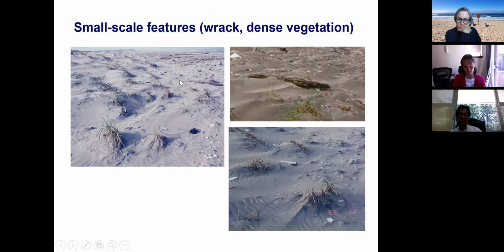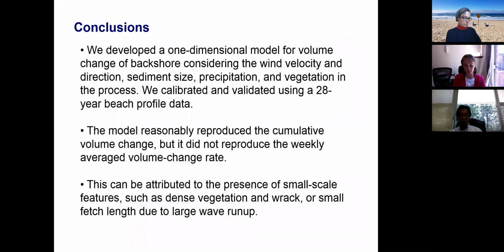The small scale features may locally change the aeolian sediment transport rates, and the integration of such local changes may lead to errors in the volume change rate. Okay, let me conclude my talk.